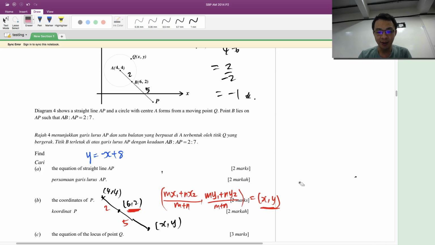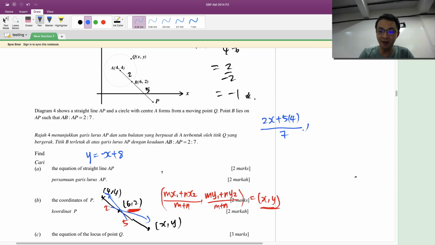Okay, so we'll just do it. Over here you have to cross multiply, because you have to multiply the further one. So we do the x first. 2 will multiply the x, and 5 will multiply the x also. Plus 5 multiply 4, over 2 plus 5, which is 7.